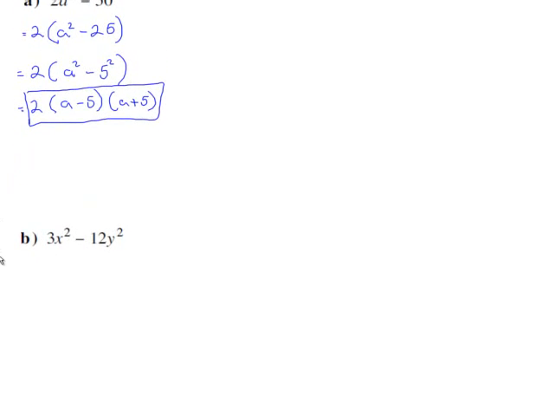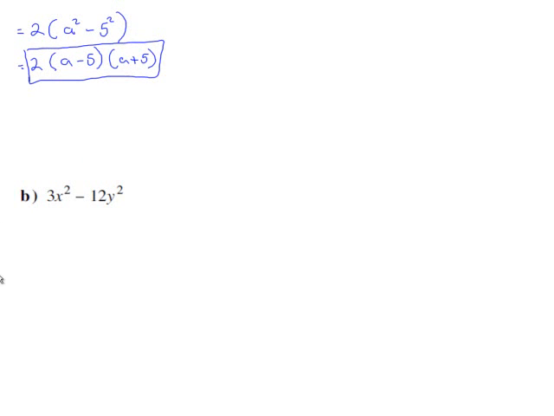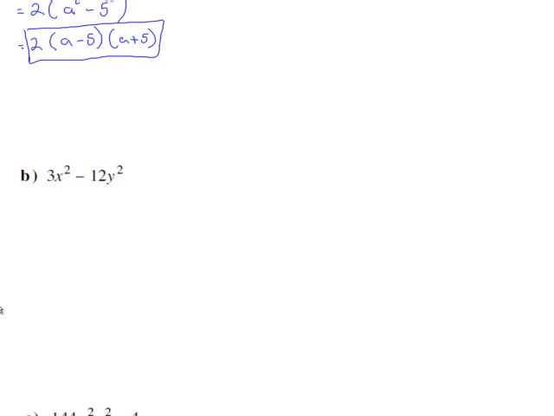Okay, part B. Now again, 3x squared and 12y squared, those aren't perfect squares, the 3 and 12. But you have a common factor of 3 here. So if you take out your common factor of 3, inside the brackets you end up with x squared, and then negative 12y squared divided by 3 is negative 4y squared.